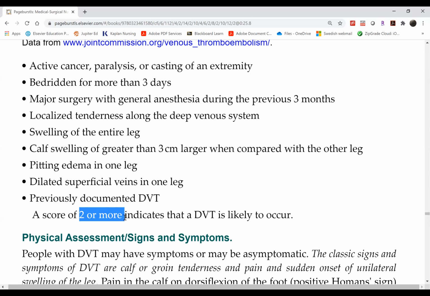So let's say age, for instance, usually most hospitals have age greater than 70. So if the patient is 70 and then they're a surgical patient, for instance, there goes your 2. Smoking is another risk factor. So it's not hard to score 2. Almost everybody may score 2.